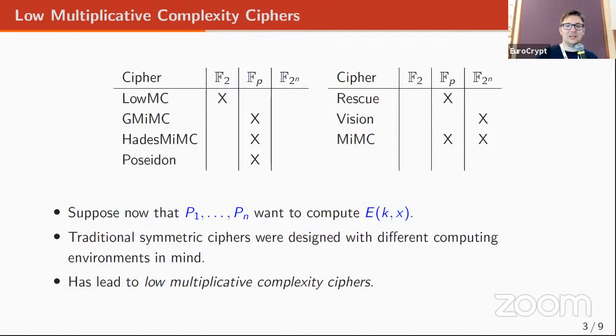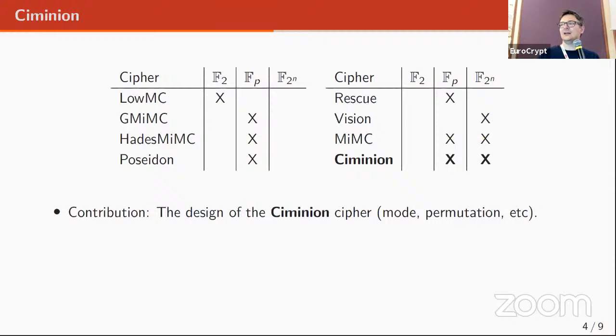So in this table, you see a number of such proposals. Well, I don't claim that this is an exhaustive list. It's just to give you an idea. And you see that some of them are defined over bits, others over F_p, where p is a prime, or F_2^n. And the CMINION cipher fits in right here. It's defined over both F_p and F_2^n. And it is a collection of, say, building blocks that allows you to encrypt things. So there's a mode, a permutation, a key schedule, etc.